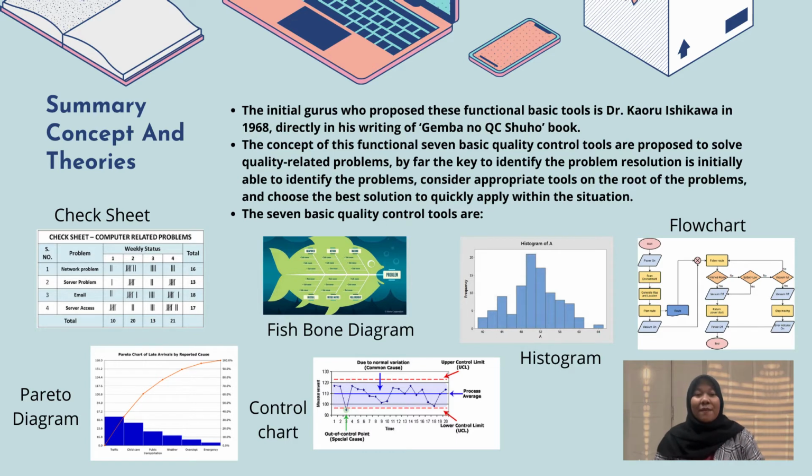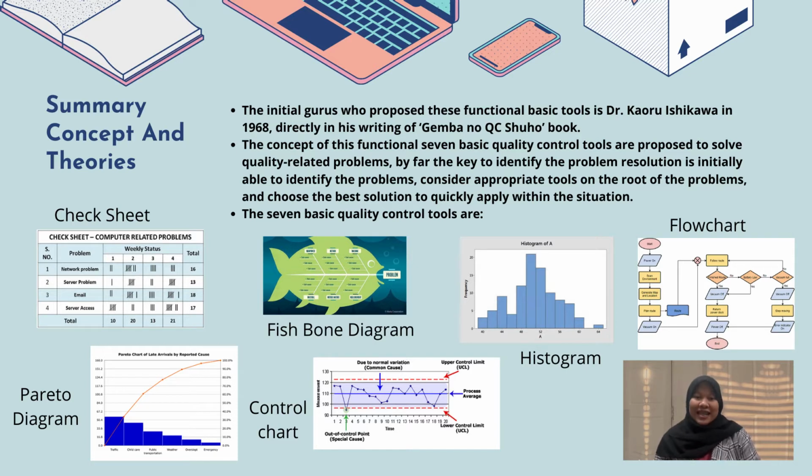Sixth, histogram. A histogram illustrates how often a value or range of values occurred within a specific timeline. This quality tool is a chart that constructs a visual summary of a large quota of variable data.